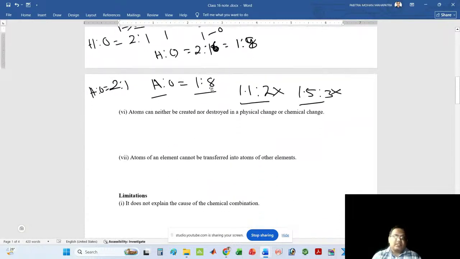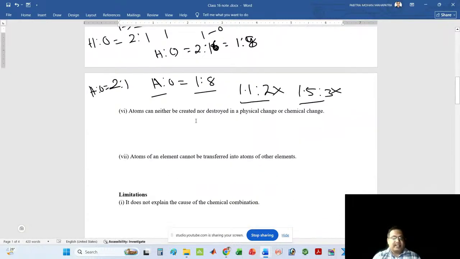The next postulate is that atoms can neither be created nor destroyed in a physical change or a chemical change. Suppose you take an oxygen atom. As per Dalton's atomic theory, it is not possible to break the oxygen atom further. It is the smallest particle as per Dalton's atomic theory.